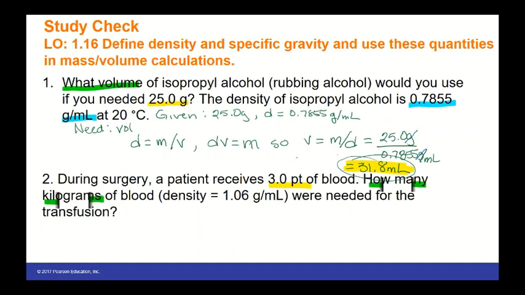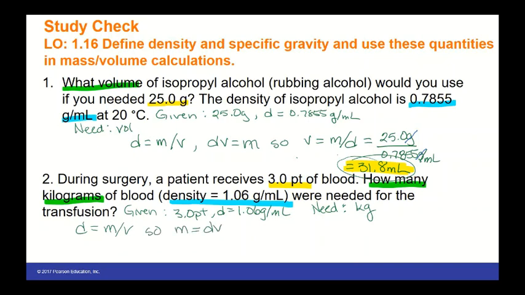First, we've got 3 pints of blood, and we need to know how many kilograms of blood that is, given the density. However, our density is given in grams per milliliter, and we need to know our value in kilograms. So first, we can figure out that if we divide both sides of this equation by the volume, we end up with mass is equal to dV.